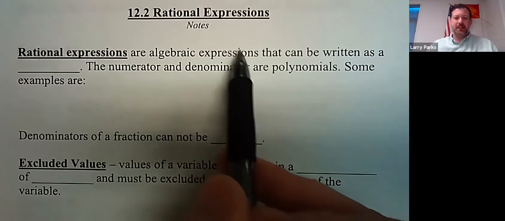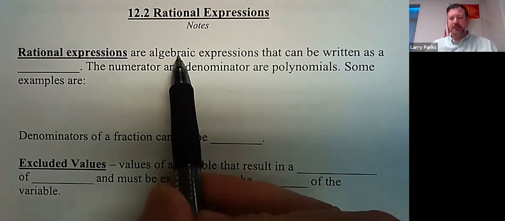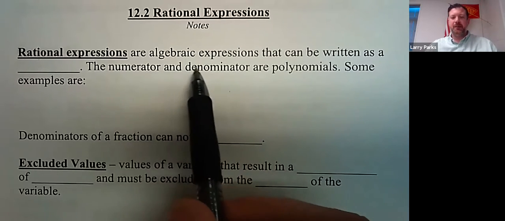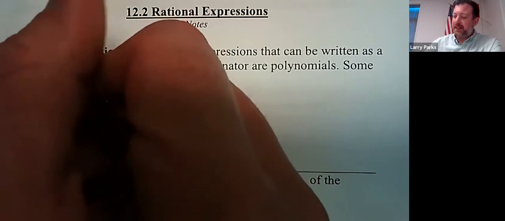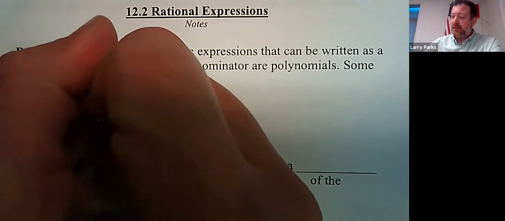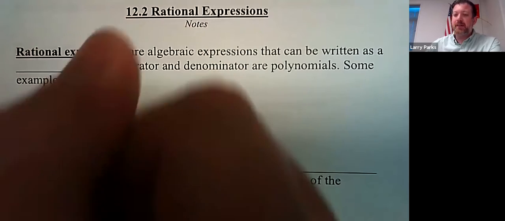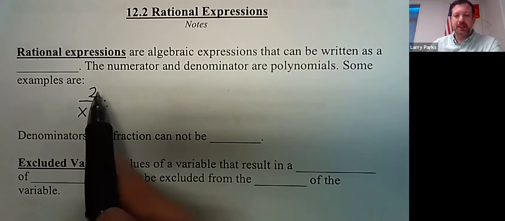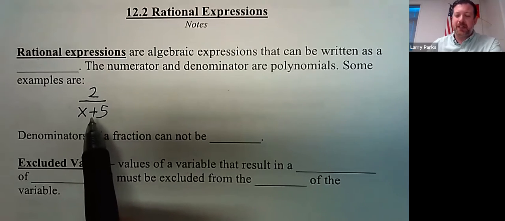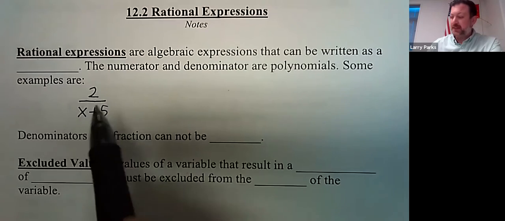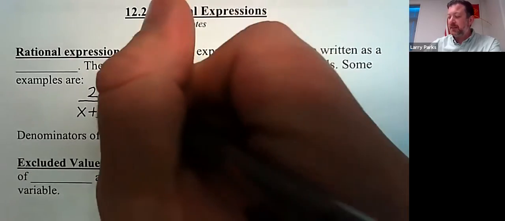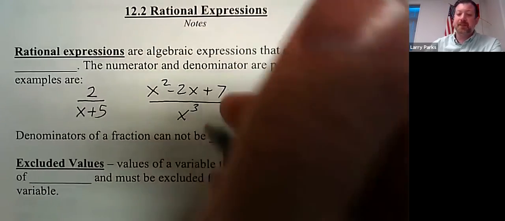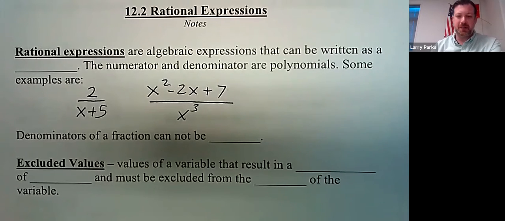They're just expressions that have algebra in them, like x plus 2, x minus 3, and the numerator and denominator are both polynomials. So here's some examples. If I had 2 over x plus 5, this is an expression. 2 is a polynomial. X plus 5 is a polynomial. Another example would be something like x squared minus 2x plus 7 over x cubed. That is a rational expression.